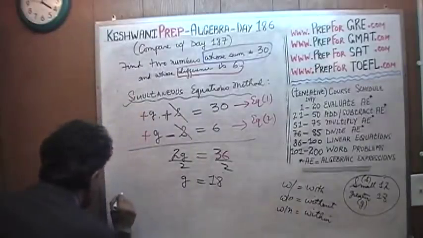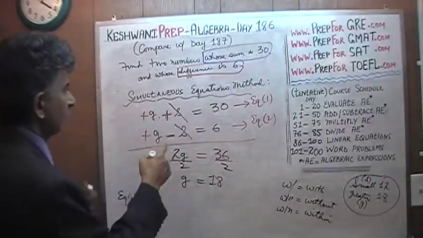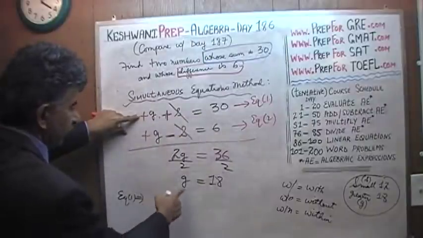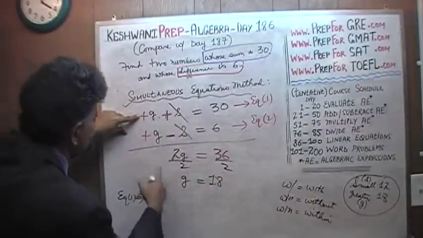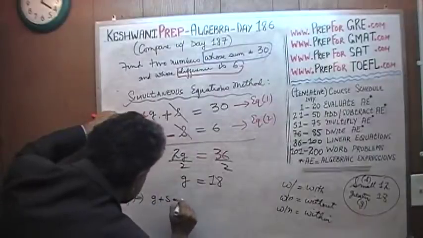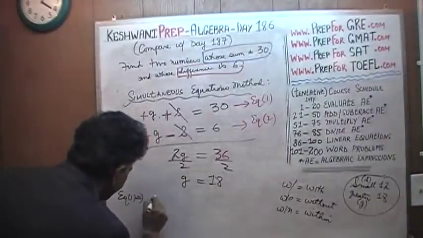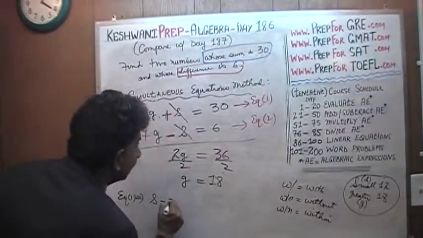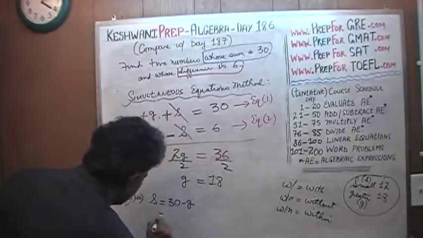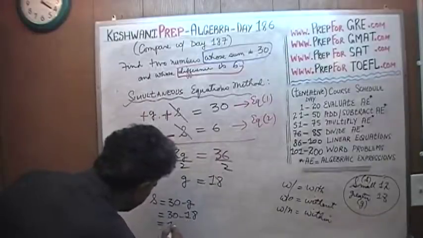So equation number 1 says g plus s equals 30. G is 18. This tells us that s must equal 30 minus g, which is 30 minus 18, or 12.